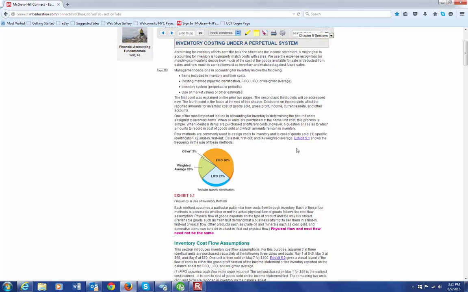So these are the different options: specific identification, first in, first out, last in, first out, and weighted average. And this chart here shows you that first in, first out is used the most, and then another 27% of the companies use last in, first out, 20% use weighted average, and then only 3% use something different than that, such as specific identification. So the most common is first in, first out, but last in, first out is also quite common.